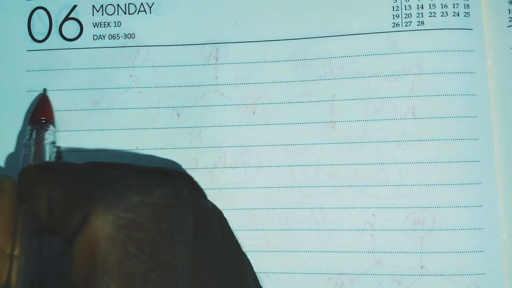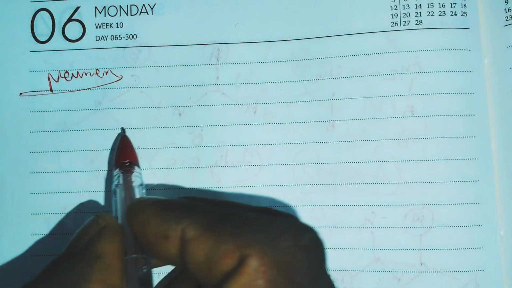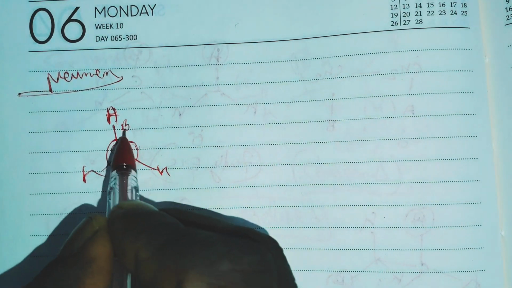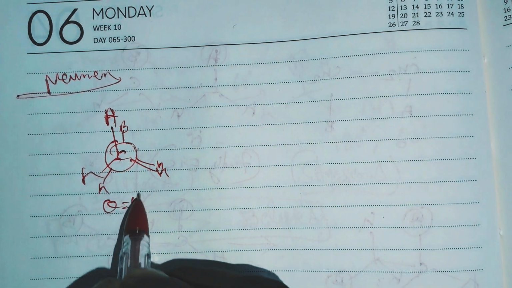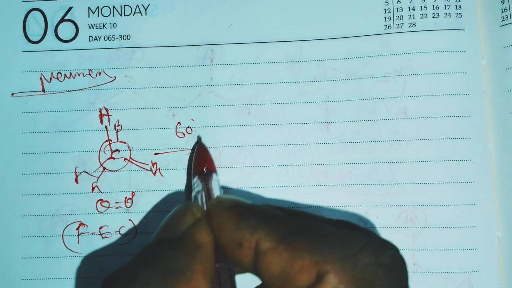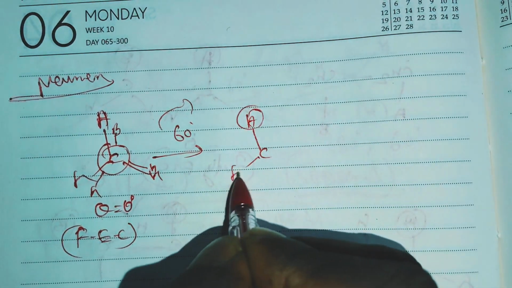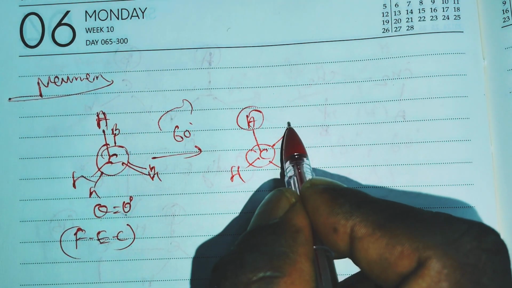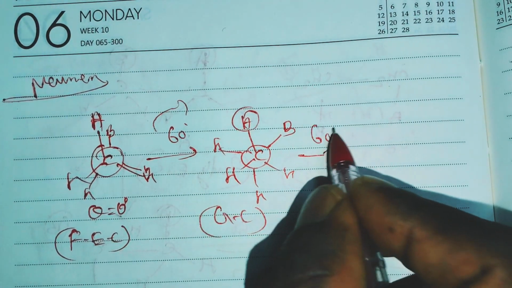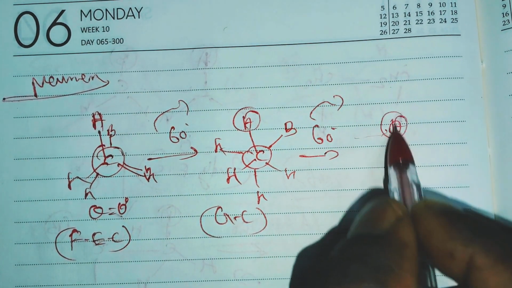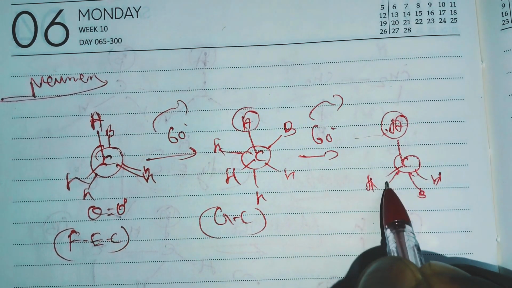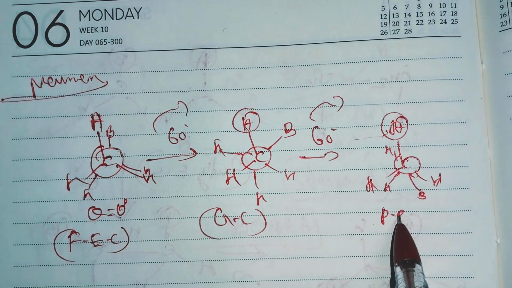Now see the Newman projection model. Here is A with carbon and hydrogen, and here is B with hydrogen. Theta is equal to 0 degrees, which is the fully eclipsed conformer. Next we rotate by 60 degrees. There is A with carbon and hydrogen. Now this B becomes here, with a hydrogen. That is the gauche conformer. Then again rotate this gauche conformer by 60 degrees. We get A with carbon and hydrogen, here is B and here are hydrogens. That is the partial eclipsed conformer.